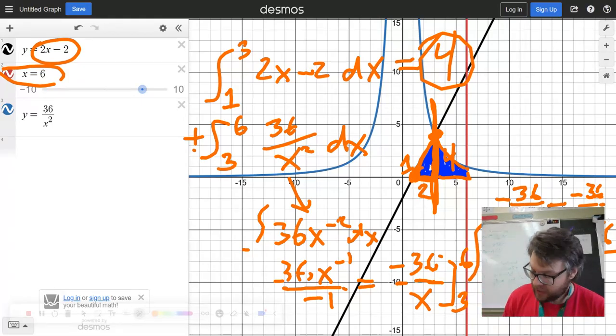So that was a couple problems finding exact area. Please let me know if there's anything else I can do.